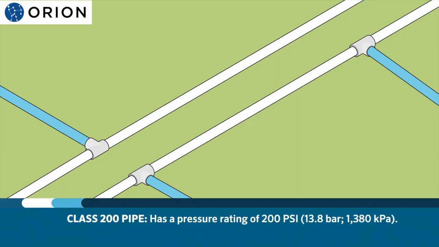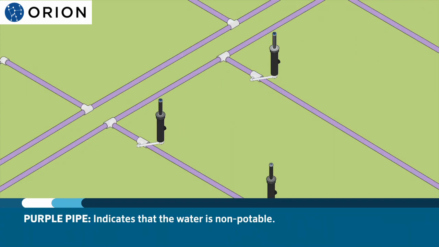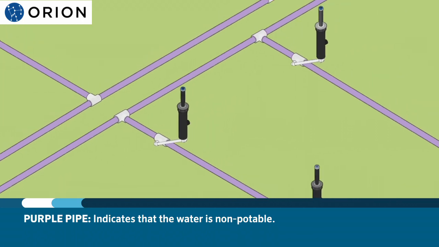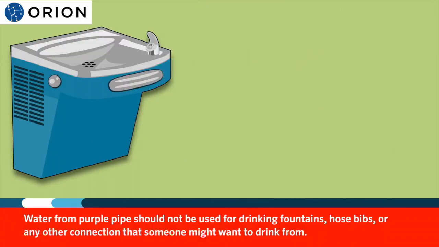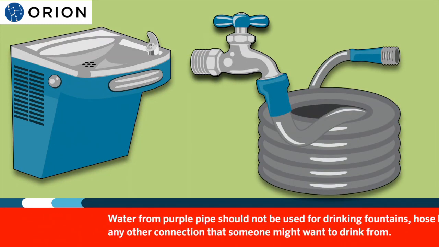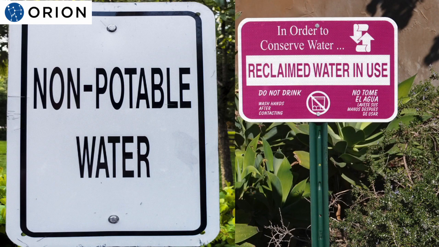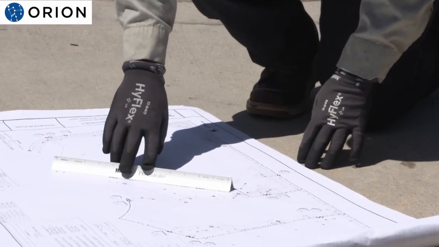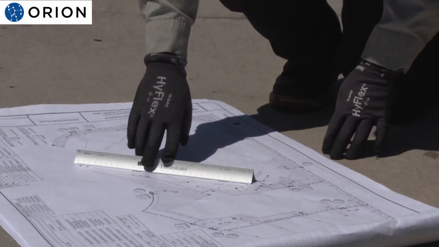If you're irrigating a project with non-potable water, it is recommended, and sometimes mandated by local code, to use purple pipe. Purple pipe will indicate that the water traveling through the system is non-potable and should not be used for drinking fountains, hose pipes, or any other connection that someone may possibly drink from. This type of pipe is normally labeled with one of the following: recycled water, reclaimed water, or non-potable water. In all of these, the non-drinking water signs must be posted. Ultimately, it is important to read and determine what type of pipe will be used for the installation.